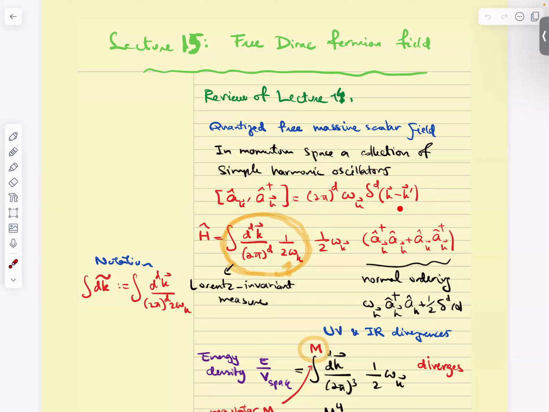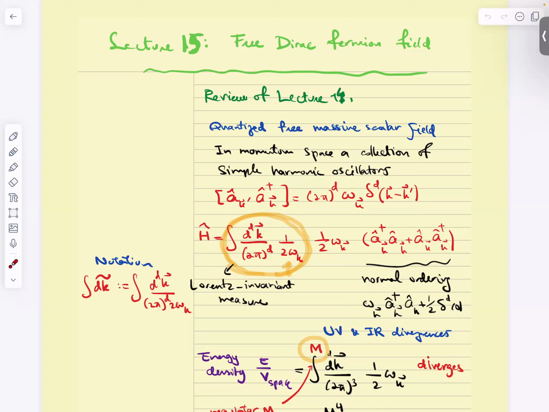1 over volume, right? We have put some frequency here. So the dimensionalities you want to be careful with, right? These operators. The other thing to notice is that the Hamiltonian is an integral over all of these guys. Then we said we do normal ordering.